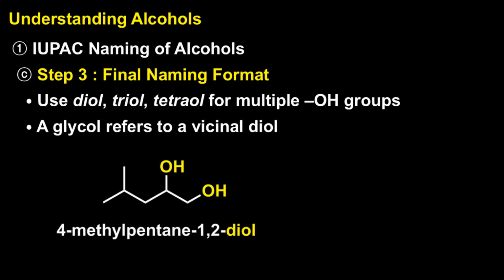One last thing, what if there's more than one OH group? In that case, we use prefixes like diol, triol, or tetraol to show how many hydroxyl groups are present. Here's a simple example. If you've got 2 OH groups on neighboring carbons, we call that a vicinal diol, and the name would be something like 4-methylpentane-1,2-diol. So just remember, if you've got more than one OH, you can't just use ol anymore. We switch to diol, triol, and so on, and we always include the numbers to show exactly where each OH is located.